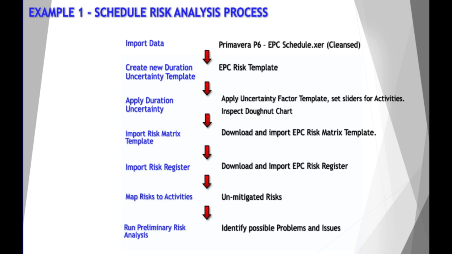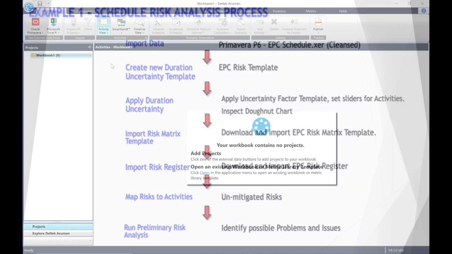Next, we're going to create a new uncertainty template named EPC Risk Template. Then we will apply duration uncertainty to our risk model. We will use the uncertainty factor template that we have just created. Next, we will import the EPC Risk Matrix template. Then we will import the EPC Risk Register. Next, we will map our risks to activities. Lastly, we will run a risk analysis and carry out a preliminary analysis of the histogram.